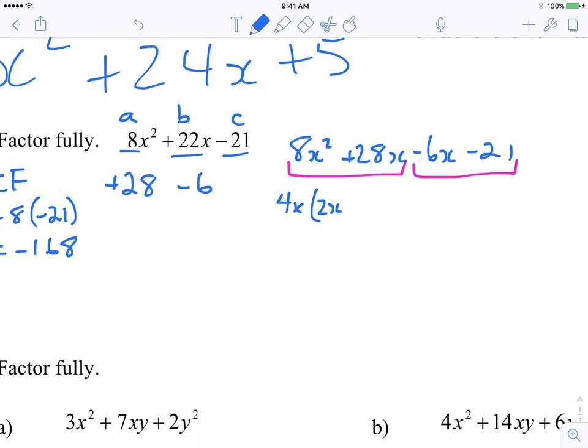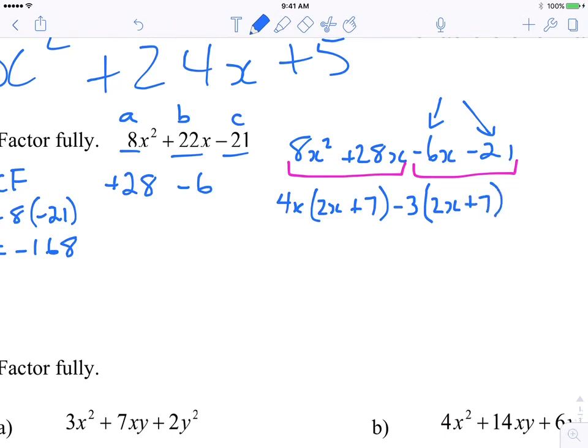And the next step: 28x divided by 4x would be positive 7. Here we have, numerically, between the 6 and the 21, we know both numbers are divisible by 3. So I want to take out a negative 3. And this is something to keep an eye out for. If I take out a negative 3, look what happens in the bracket. Negative 3 times 2x gets me negative 6x, and a negative 3 times a positive 7 will get me negative 21.